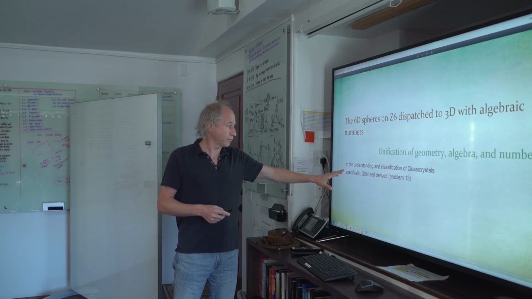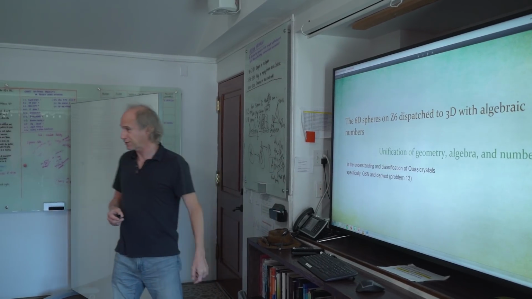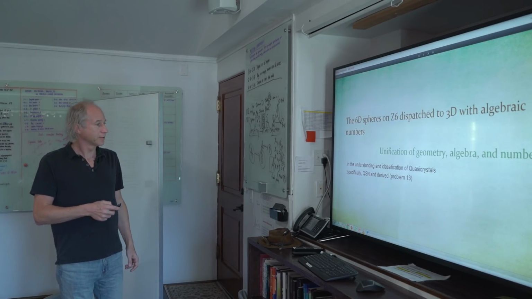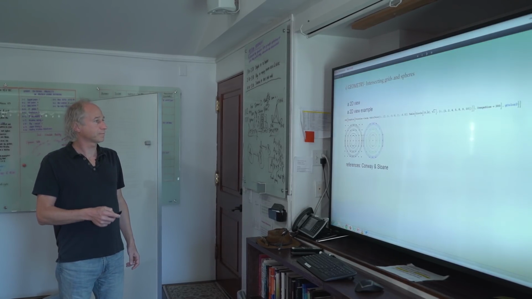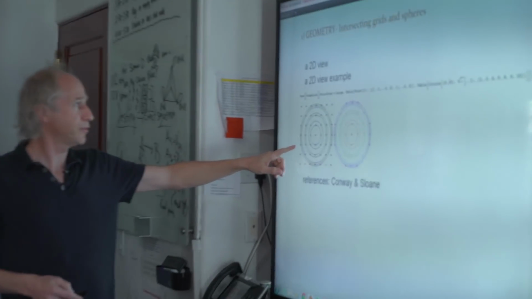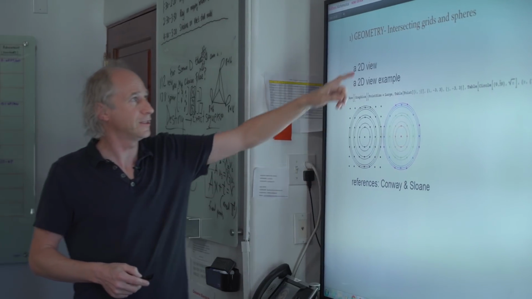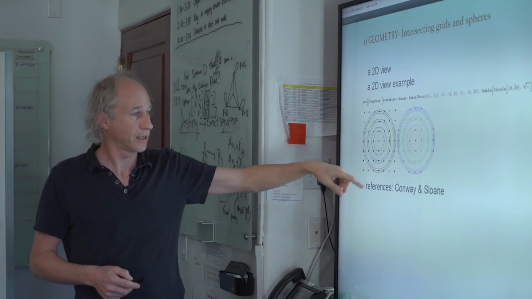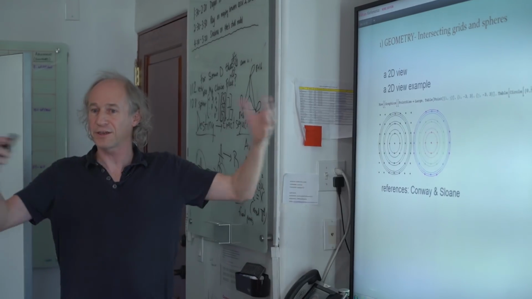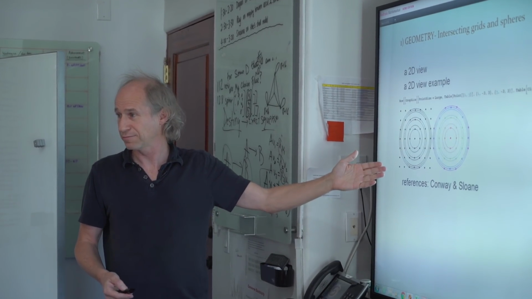And I will shed light on the QSN and answer some of your questions. So this simple shape explains everything. This is about intersecting grids and spheres. I say spheres in the general dimension, so it's circles in a plane.